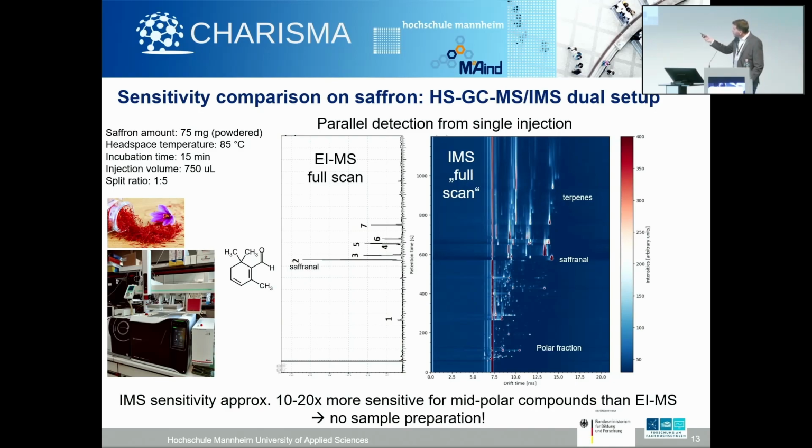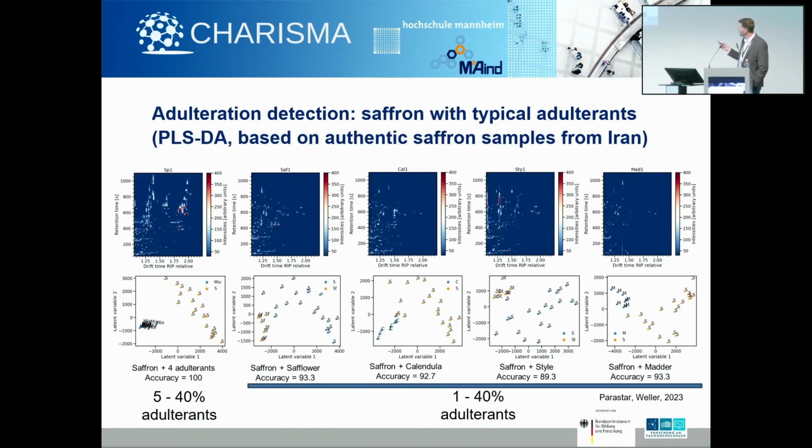In general, we only need roughly 70 milligrams of sample. Just powdered, nothing else in sample preparation. It's just a little headspace vial with the sample powder, nothing else. So roughly we have a 10-fold higher sensitivity in comparison to mass spectrometry.